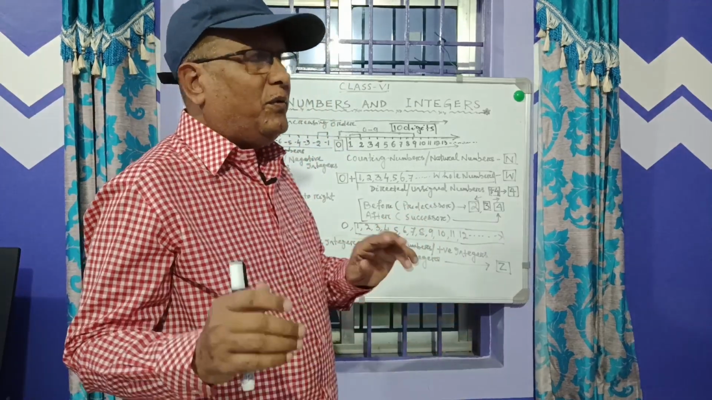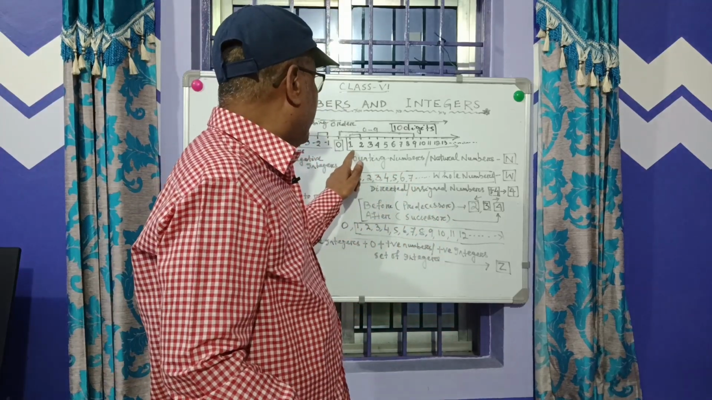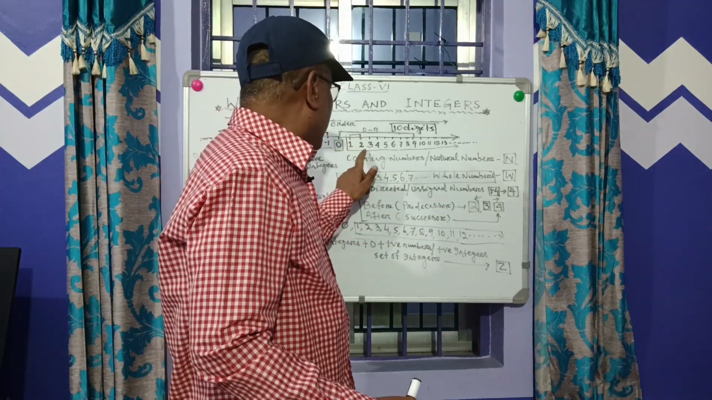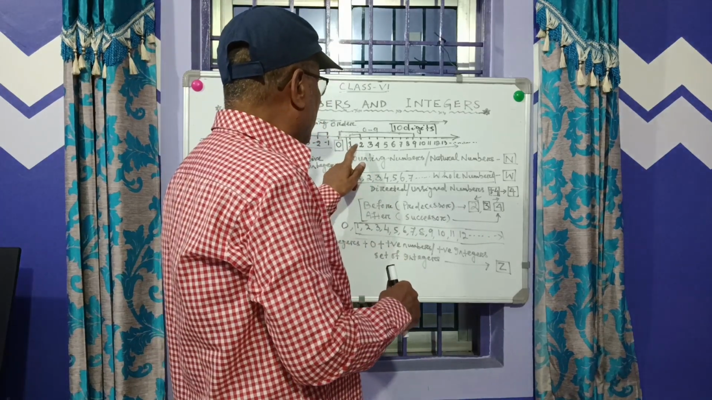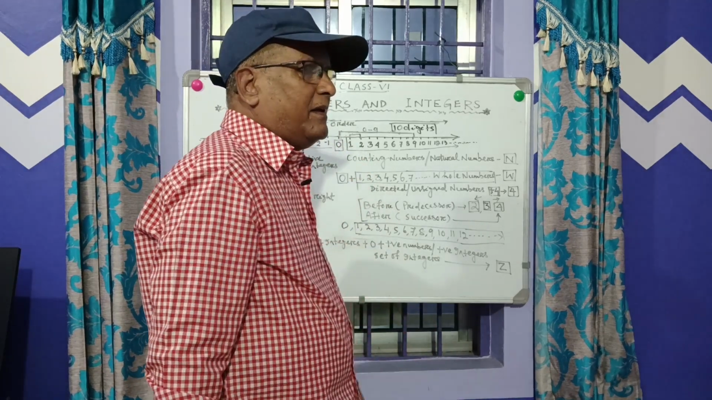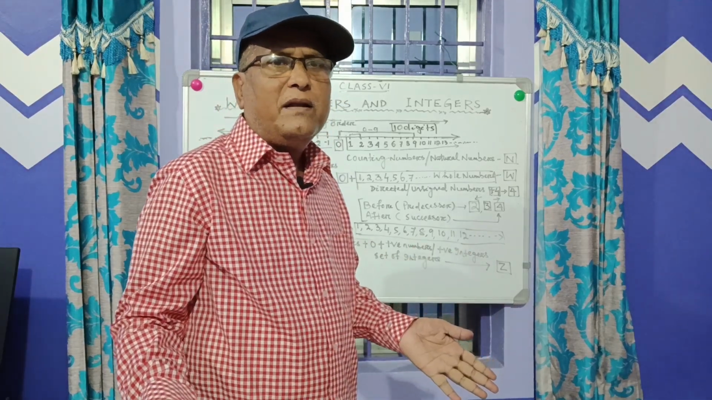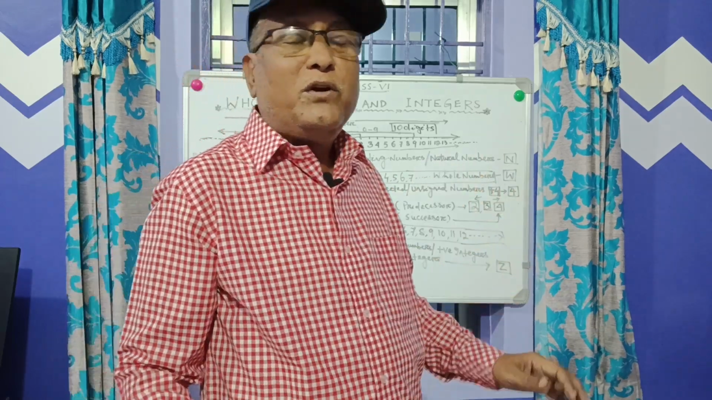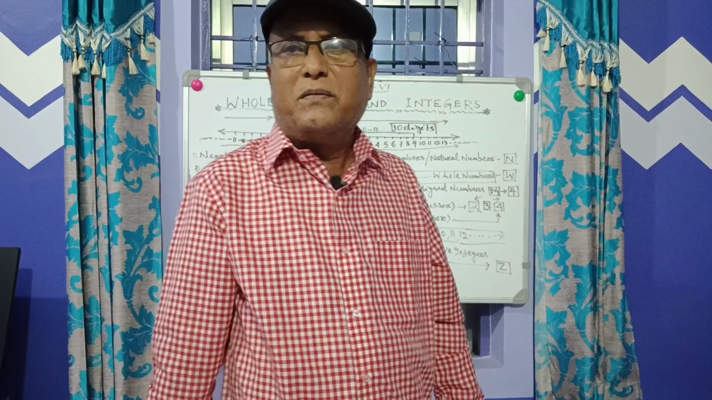So let me tell you what is the successor and predecessor of 1. The number after 1, that is 2, is the successor. 2 is the successor of 1. Then what is the predecessor of 1? There is no predecessor of 1 for counting numbers, because here is 0, and 0 is not a counting number.